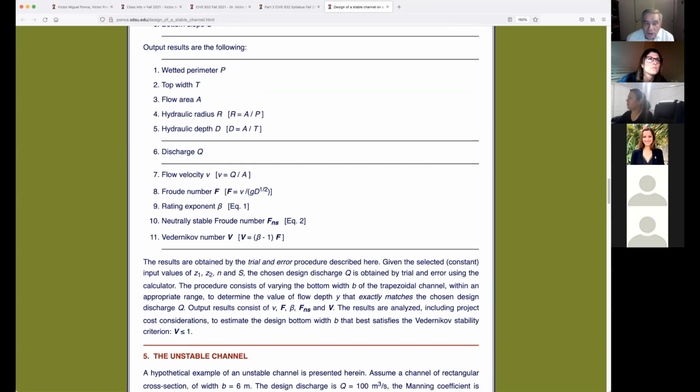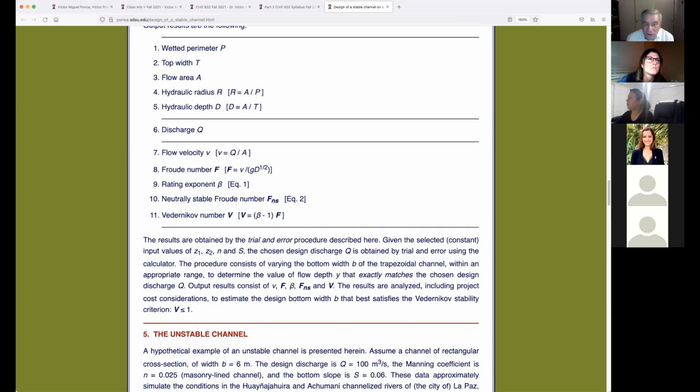Okay, so we have the discharge, the flow velocity definition, the Froude number definition. Note that the Froude number is defined in terms of the hydraulic depth. In many references, the Froude number is defined in terms of the depth, not of the hydraulic depth, but that's wrong. If you want to do a precise calculation, you would have to use capital D, not Y.